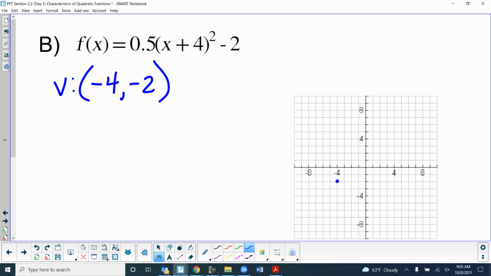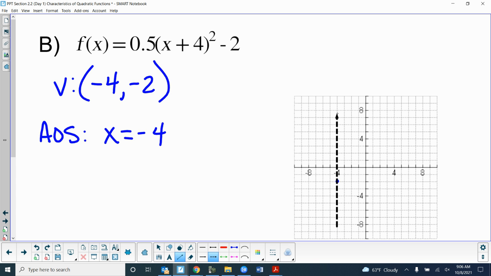Does this thing open up or down? Did it get any reflection? Going up, right? What's my axis of symmetry? X equals negative 4, whatever the x value of the vertex. Okay? So I'll draw in my axis of symmetry through my vertex. Okay? So I'm going to make my XY table.